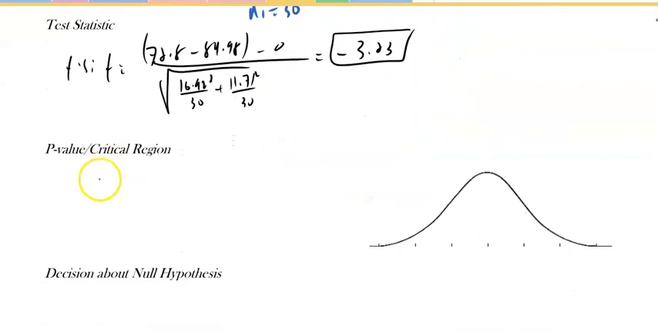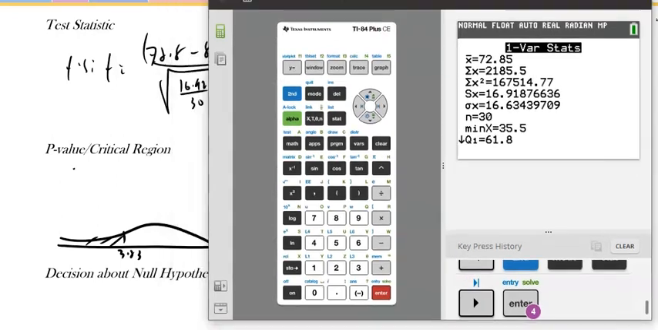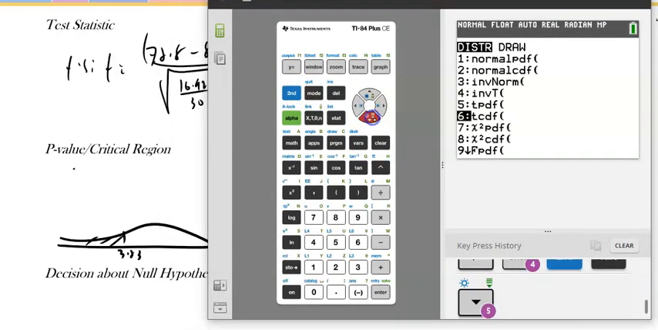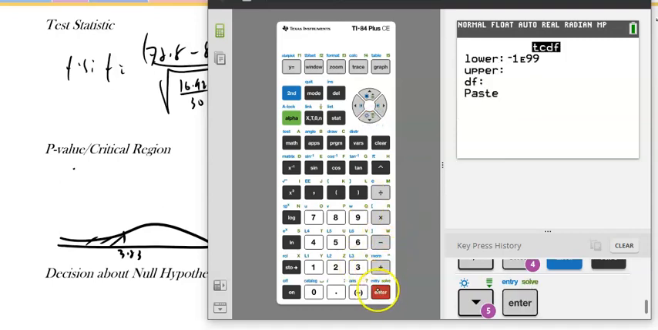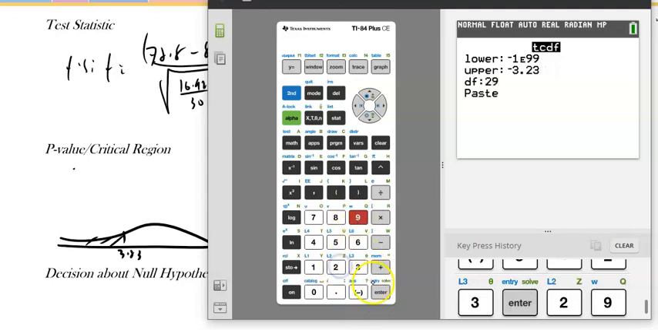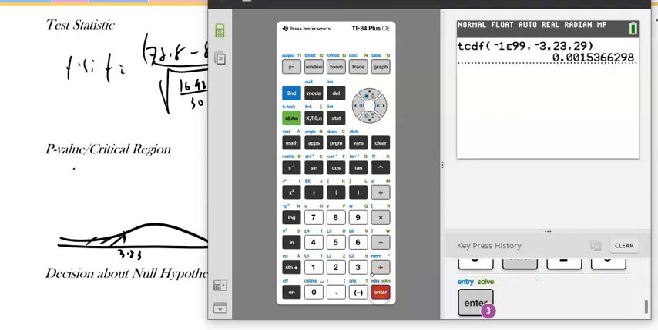Now I'm going to go for the p-value. I'm going to use the distribution tcdf from negative infinity to negative 3.23. I forgot to put the negative there. Degrees of freedom is 29, the smaller of the two, they're both the same. And there's the probability.